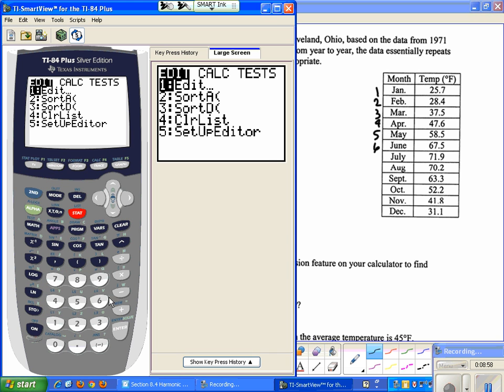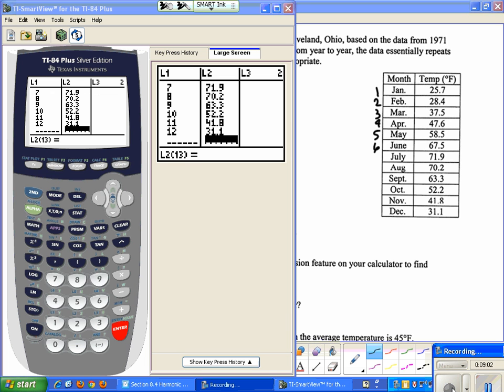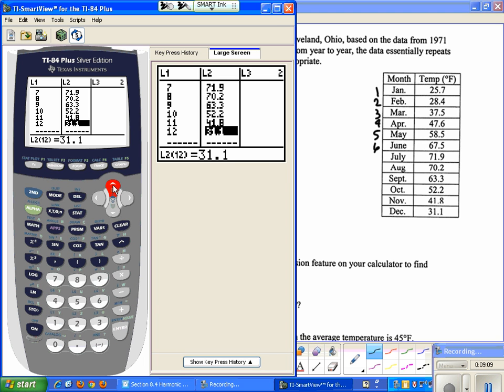So remember to put it in, you go to your stat, enter on edit. We're going to enter list 1 and list 2. So you're going to want to pause the video and enter those values that you have. So notice in list 1 we have the months, and in list 2 are the temperatures.